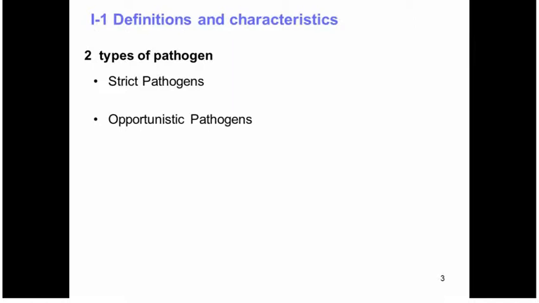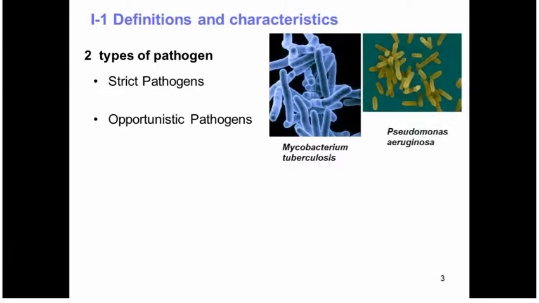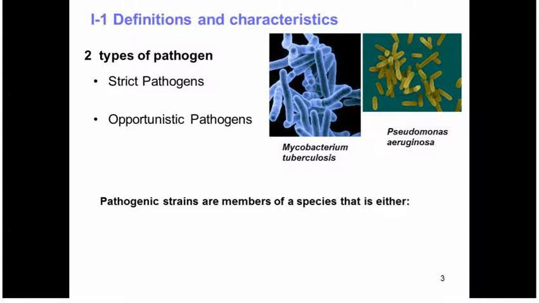So some of them are strict pathogens, for example, Mycobacterium tuberculosis, and others are opportunistic, like Pseudomonas aeruginosa. Strict pathogens are always associated with disease. They don't grow outside of the human body, and they are not part of the normal microbiome.